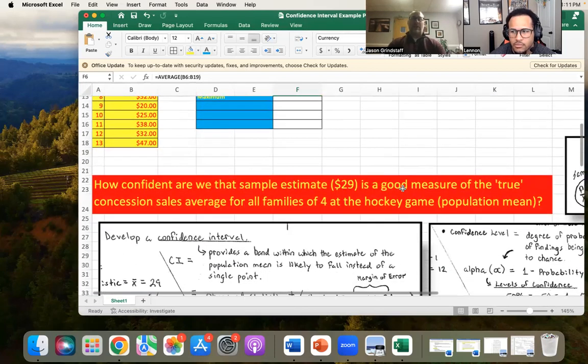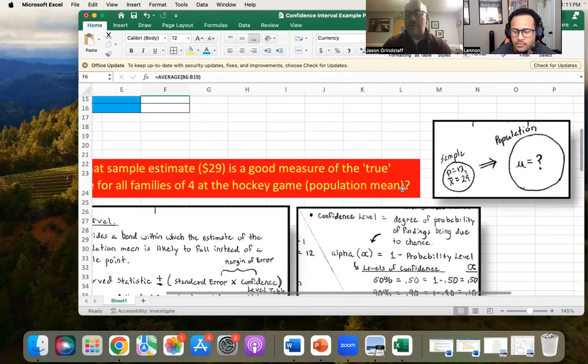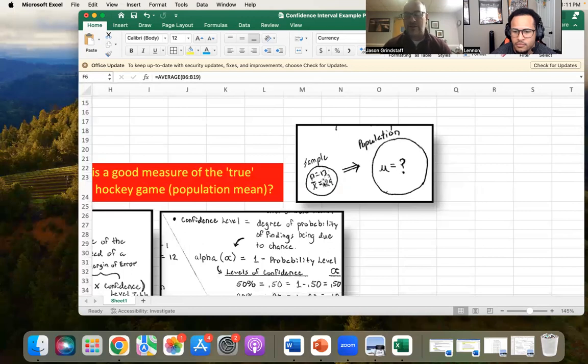So that's going to lead us to our next question. We want to calculate a confidence interval around that mean. Visually, here's what this is going to allow us to do. I wrote out some notes for an undergraduate class and took some screenshots. So here's what this looks like. We have a sample of 13 and we came up with an average of $29. But we're then trying to extrapolate to the population, all home games. What's the true average?